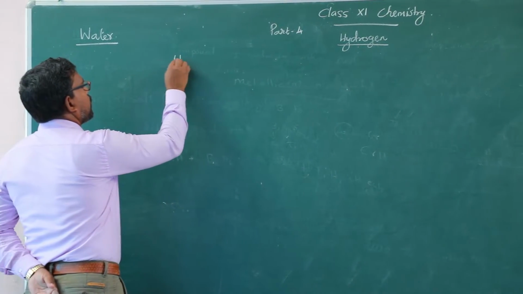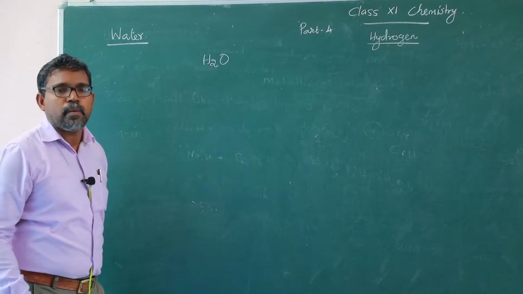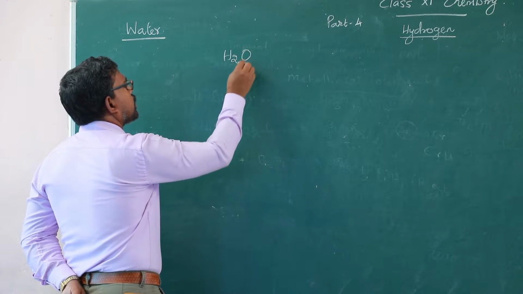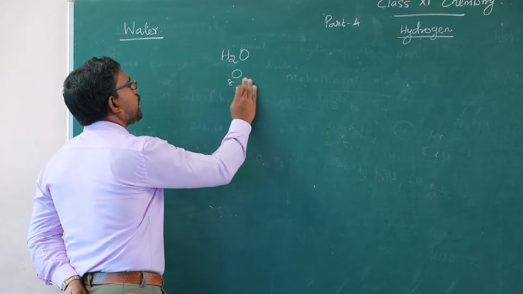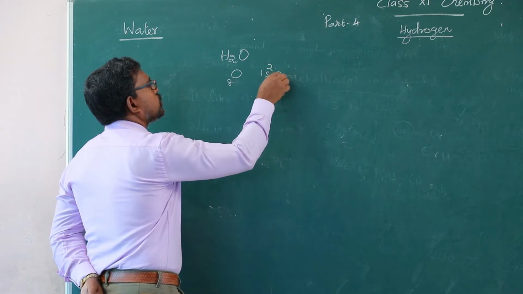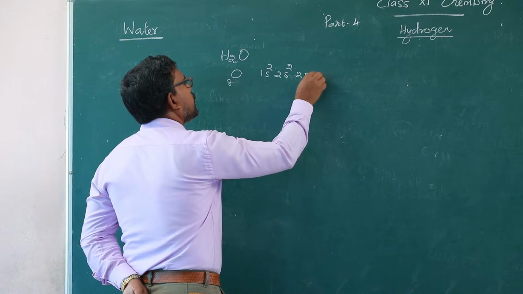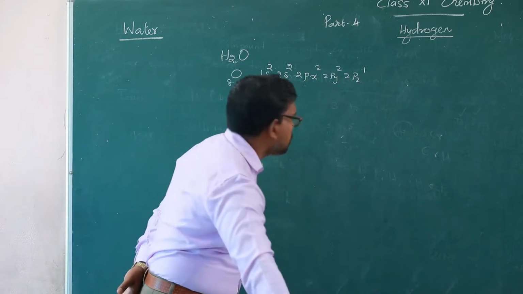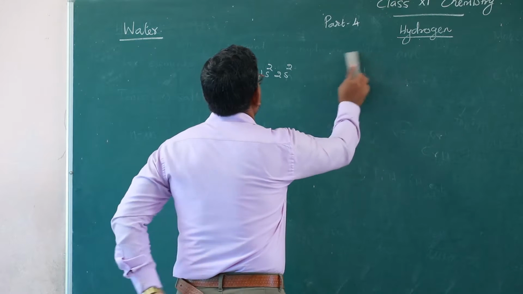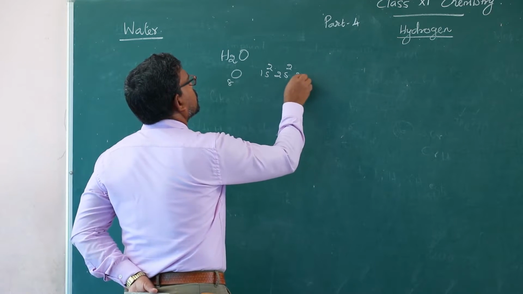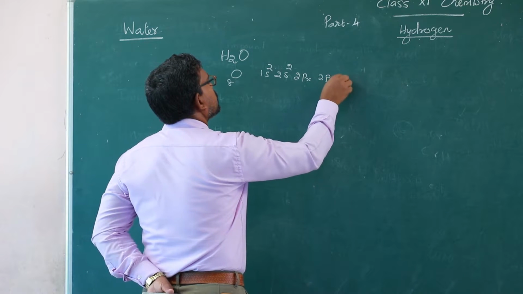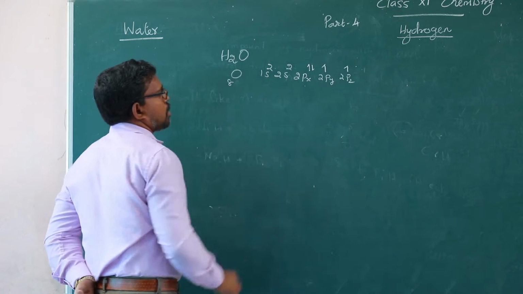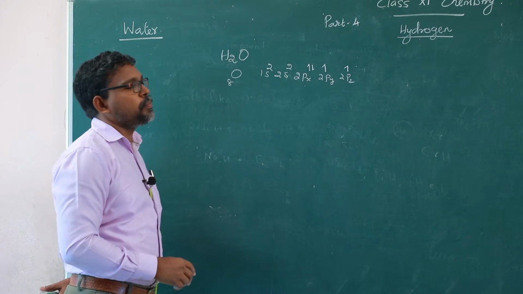We know that the molecular formula for water is H2O. It consists of two hydrogen atoms and one oxygen atom. Oxygen has atomic number 8, electronic configuration 1s2, 2s2, 2px2, 2py1, 2pz1.